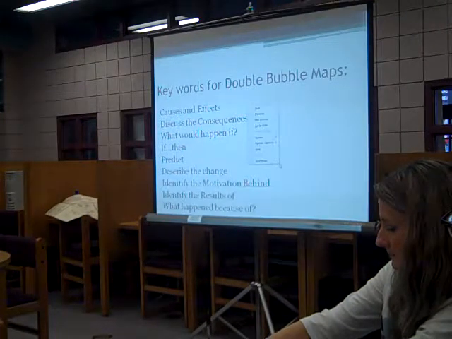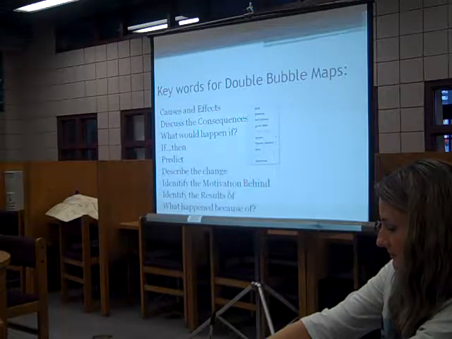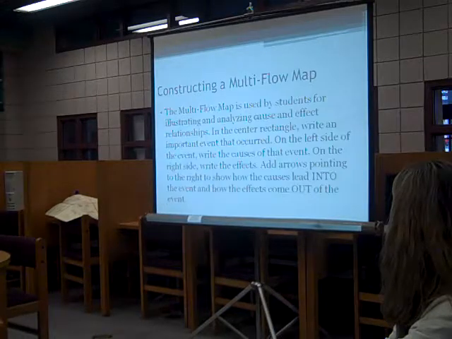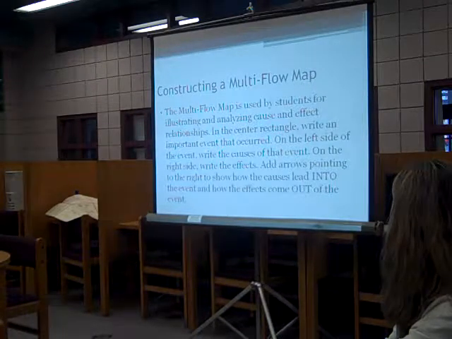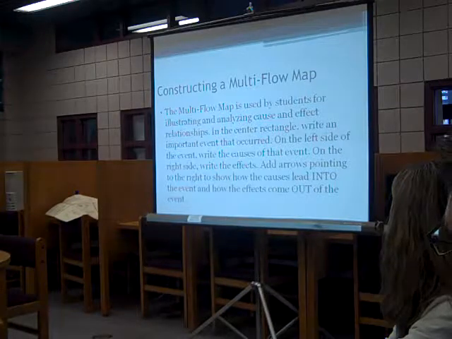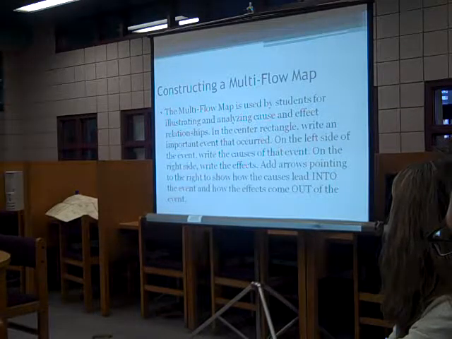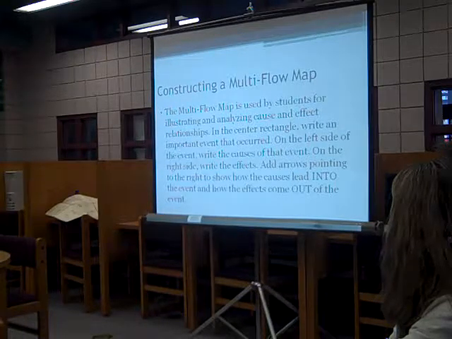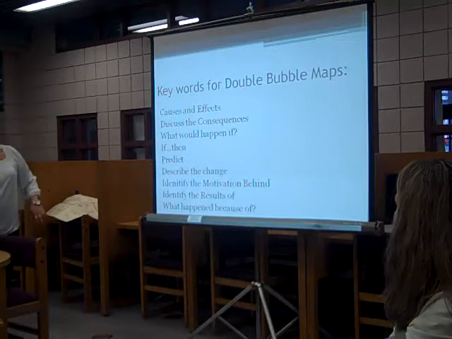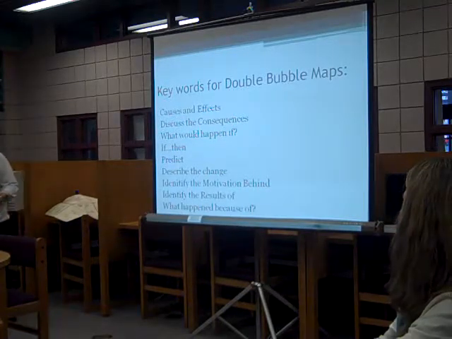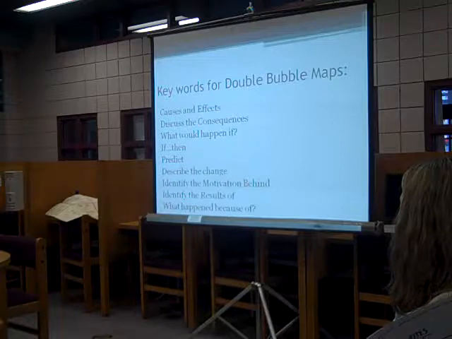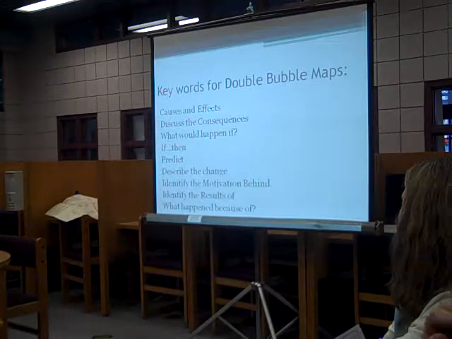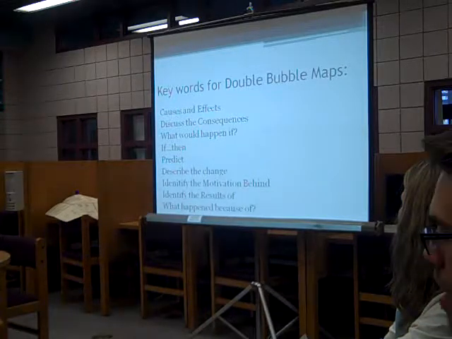Sorry. Add arrows pointing to the right to show how the causes lead into the event and how the effects come out of the event. And the key words for the multi-flow maps are causes and effects, discuss the consequences, what would happen if, predict, describe the change, identify the motivation behind, identify the results of, and what happened because of.